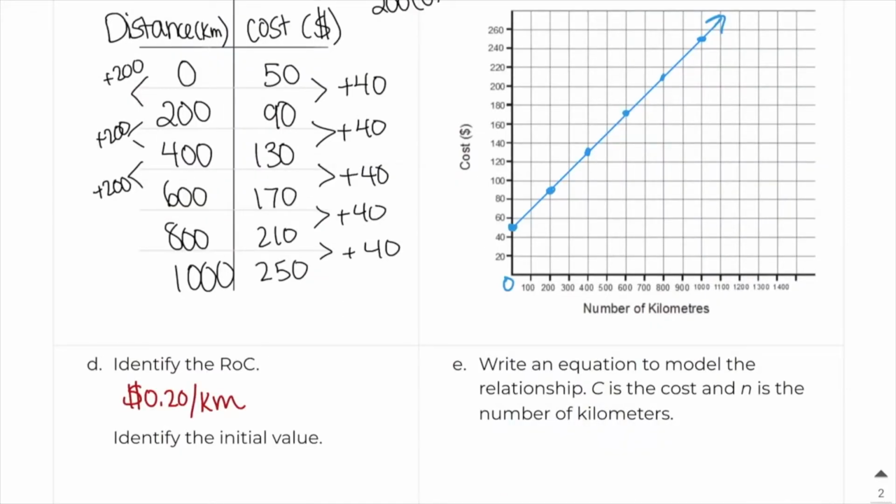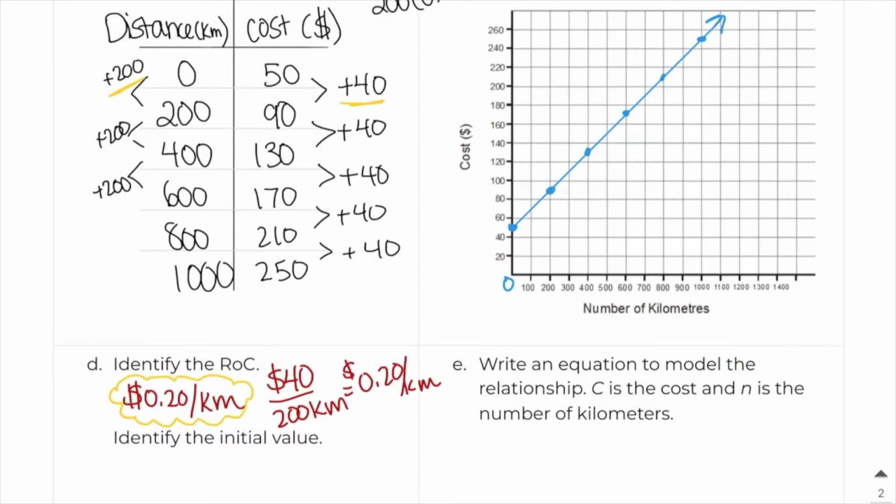But we can also use the rise over the run to figure this out right here. So here we have the rise is $40 and the run is 200 kilometers. So when I divide $40 by 200 kilometers, I end up getting 0.20, which is 20 cents per kilometer. So this is our rate of change.